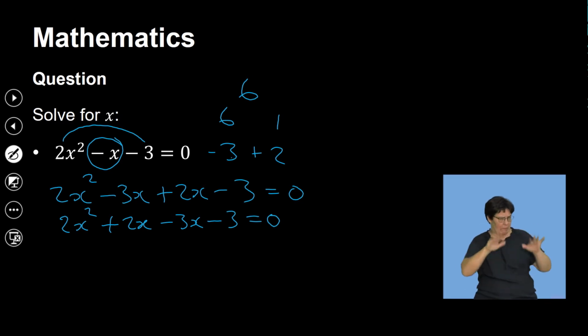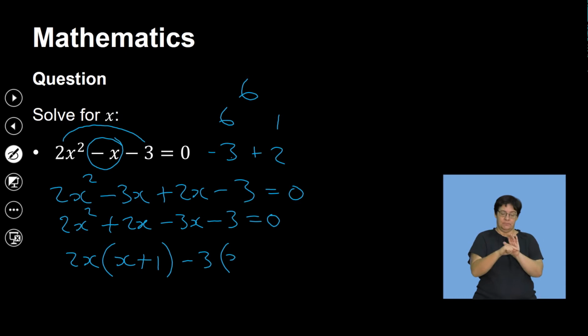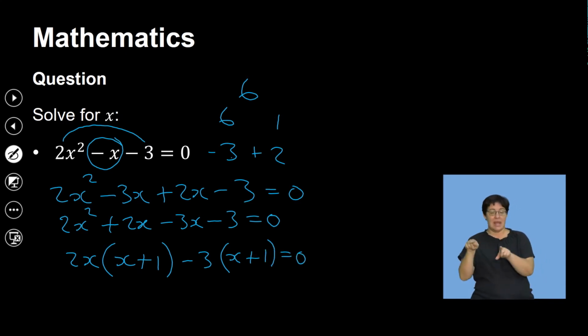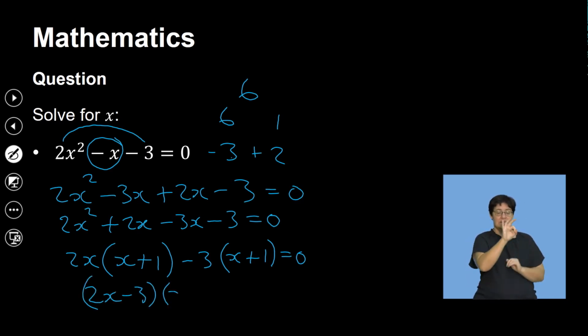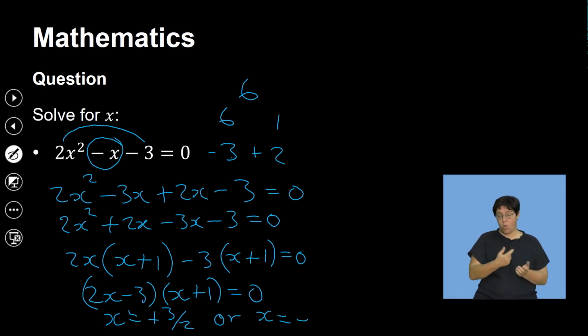So here my common factor will be 2x into x plus 1. And then my common factor here will be minus 3, which will be into x plus 1 equal to 0. Then already you can see my factors will be 2x minus 3 and x plus 1 equal to 0. Then I have x equal to positive 3 over 2, sorry, or my x will be equal to minus 1, right?